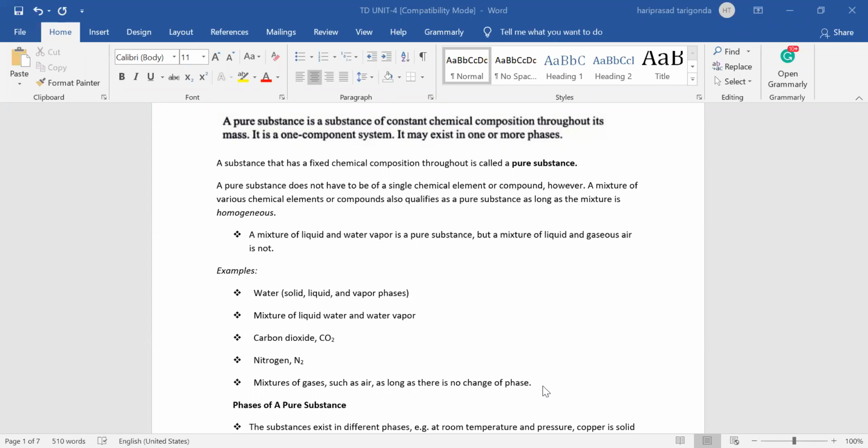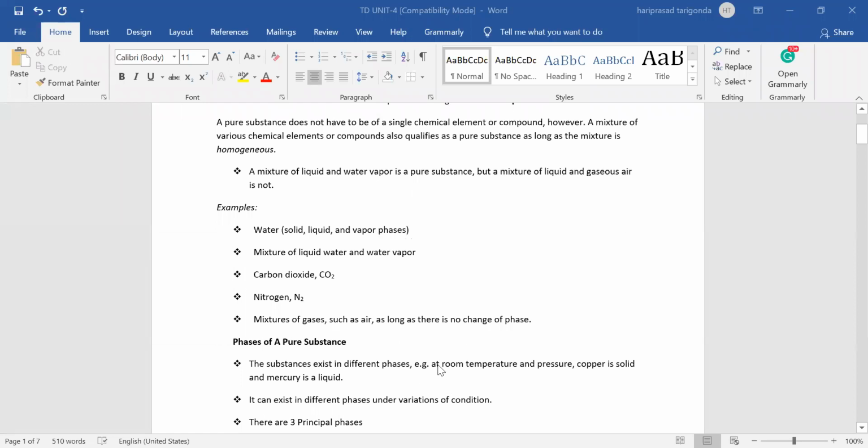Have you understood what is meant by pure substance, Teja? Yes, sir. Today I will explain with the help of this material. Tomorrow, with the help of pen and board, I will once again discuss the pure substance. Okay.